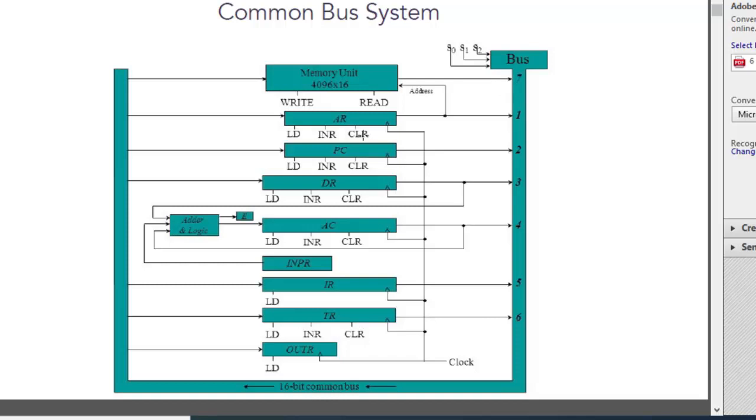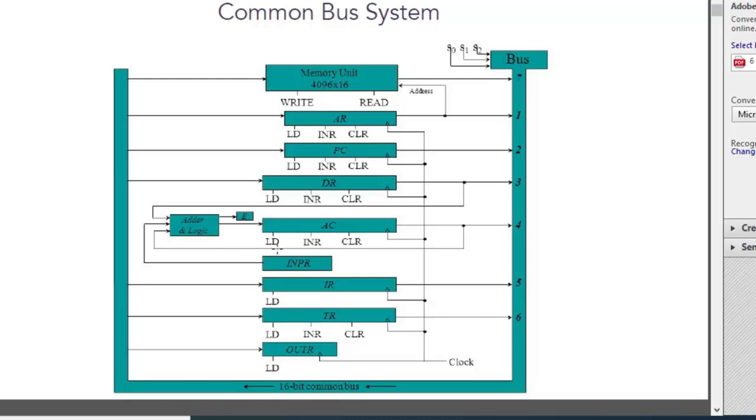Out of these 8 registers, the address register and program counter consist of 12 bits. The data register, accumulator register or processor register, then instruction register and temporary register consist of 16 bits. Input register and output register consist of 8 bits.